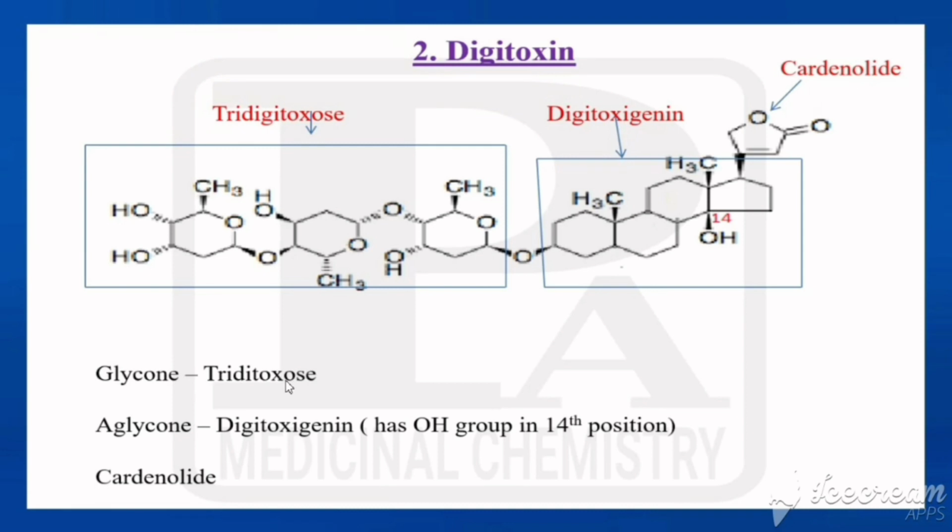So what is the glycone? Tridigitoxose, or 3 molecules of digitoxose. What is the aglycone? This is digitoxin, so digitoxigenin is digitoxin without sugar. Genin means without sugar, so digitoxigenin. It is also a cardenolide. Other points we'll see in the next class.